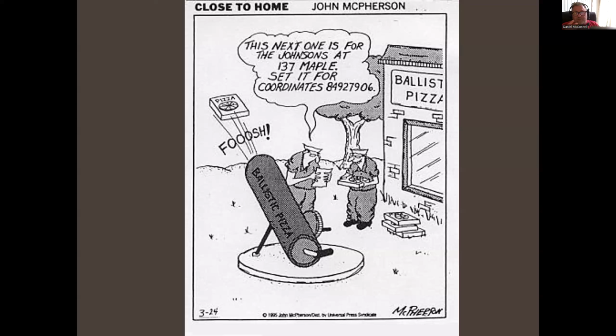Well, one way to do this is you set up your pizza cannon, you look at a map and you figure out where 137 Maple is relative to where your pizza cannon is. You get it pointed roughly in the right direction. And then you shoot your pizza at the house. And then obviously you're probably going to miss. And maybe it goes a little too far, or maybe it goes a little to the left.